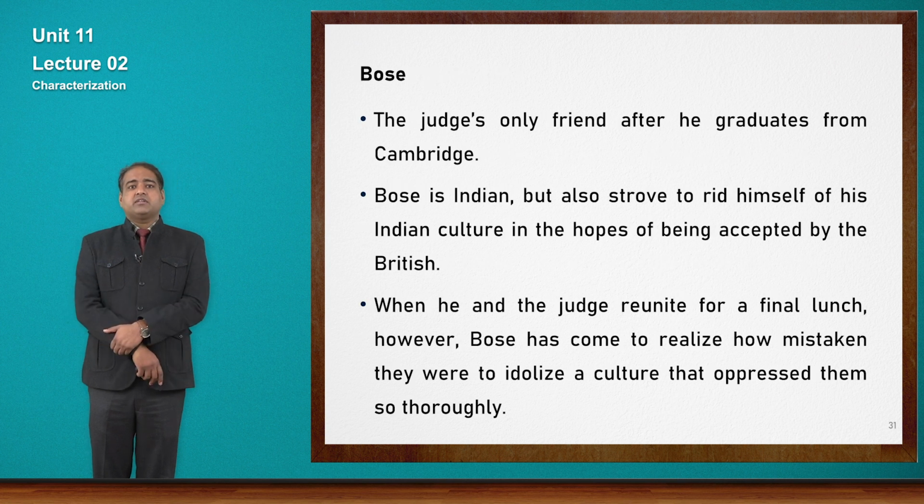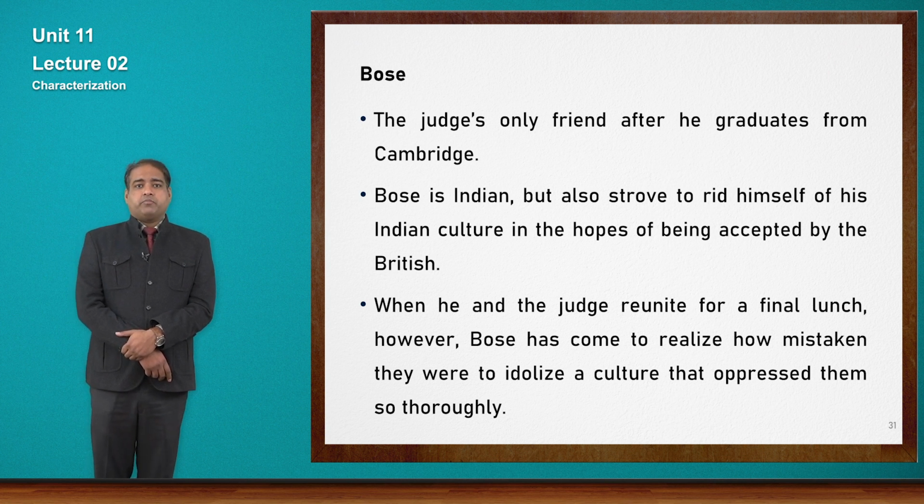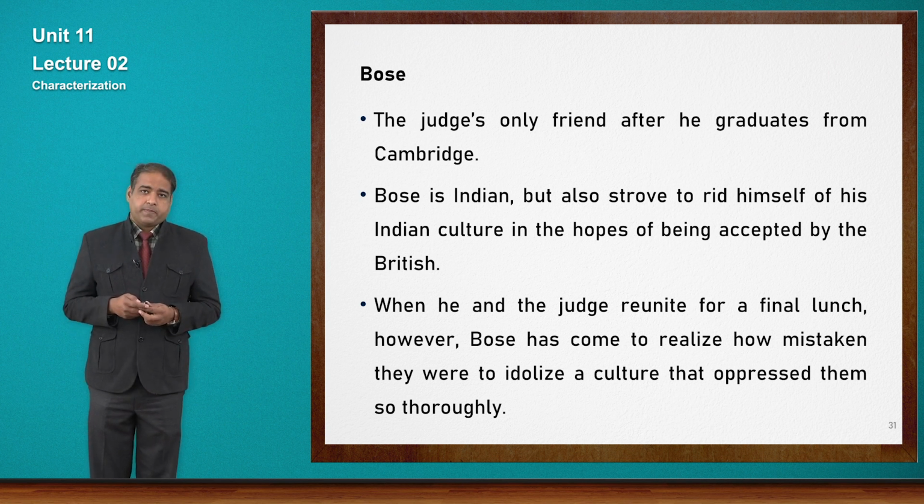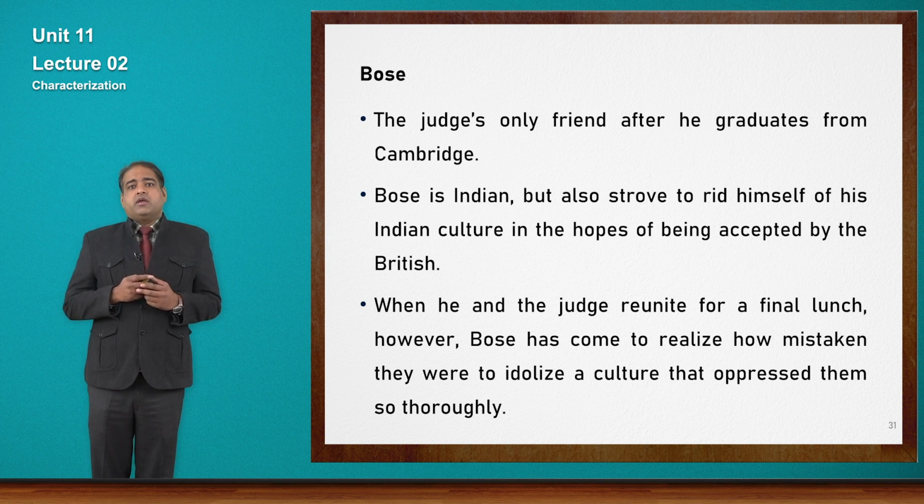We have another character in the story who is Bose, the judge's only friend after he graduates from Cambridge. Bose is Indian but also strove to hide his Indian culture in the hopes of being accepted by the British. So, Bose was a friend of the judge. He also graduated from Cambridge, and he tried to distance his personality from Indian culture.